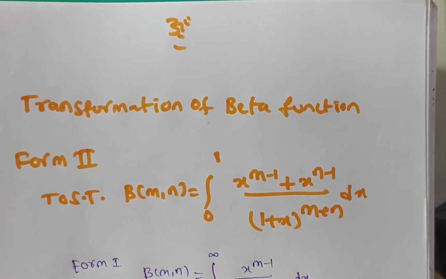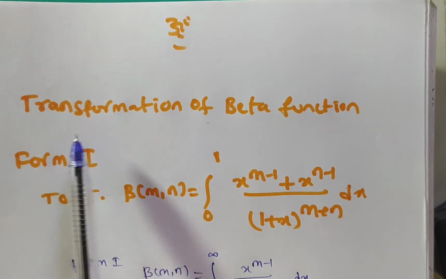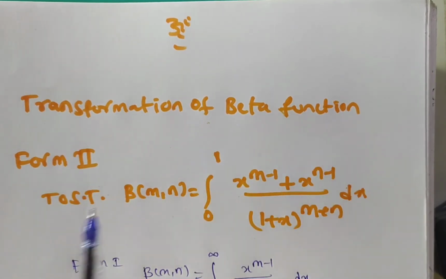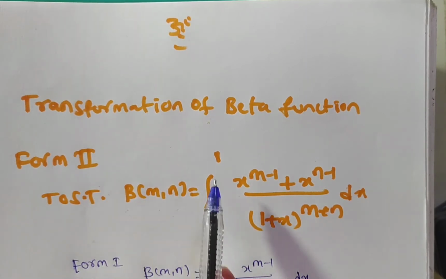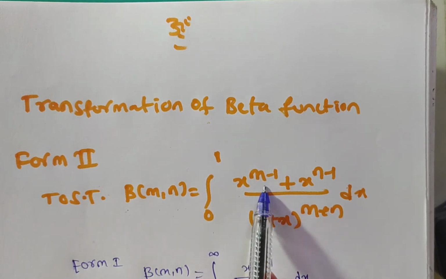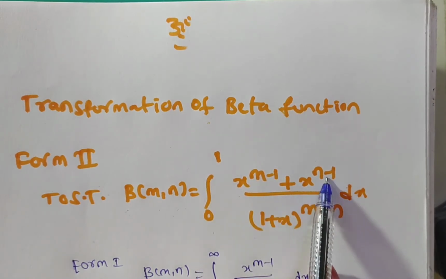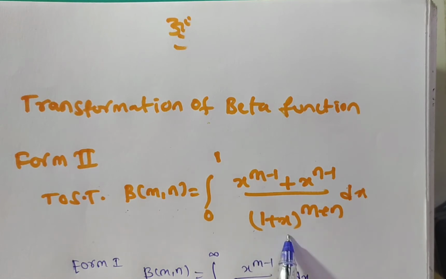Hi friends, in this video we are proving the transformation of the beta function, the second form. The second form of the beta function is beta of m comma n equals the integral from 0 to 1 of (x to the power of m minus 1 plus x to the power of n minus 1) divided by (1 plus x) whole to the power of m plus n dx. So now we have to prove this one.